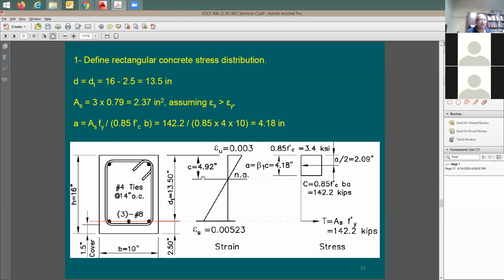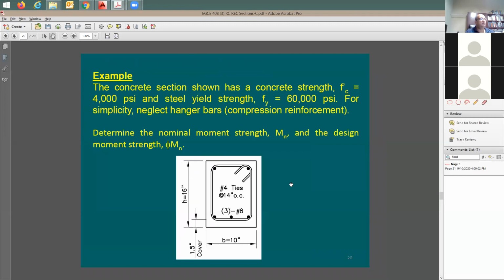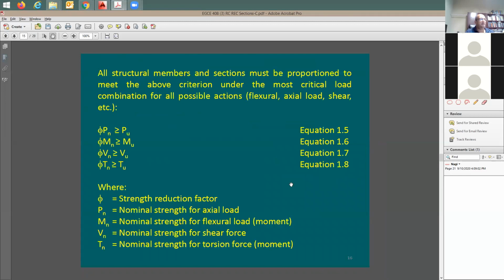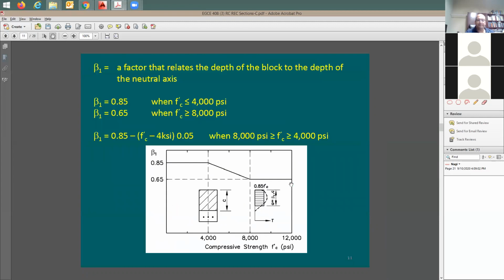Now, if you'd like to get to c, what you need to do is divide this a by beta 1, and beta 1 is going to be 0.85. Where do we have this? I'm going to go back a few slides to remind you of this beta 1 determination. When the concrete strength is 4,000 or less, your beta 1 is equal to 0.85. For each additional 1,000 psi increase in the concrete strength above 4,000, you lose 0.05 of this value. Once you hit 8,000, you have a flat value of 0.65 for beta 1.